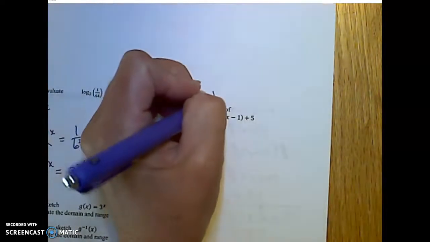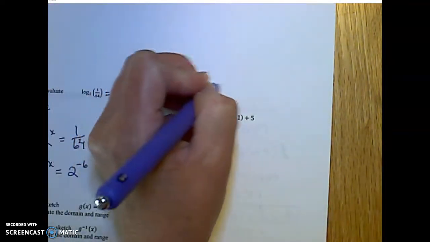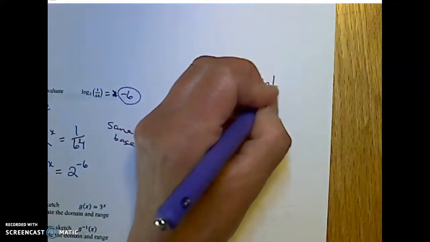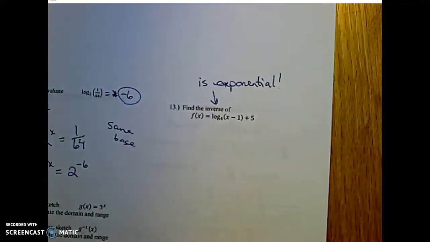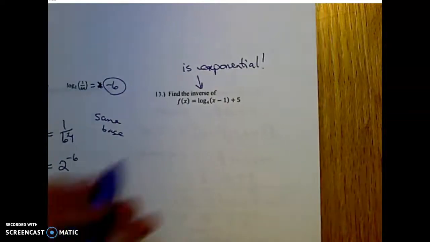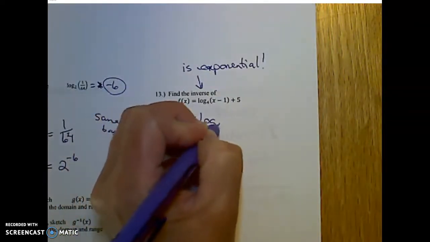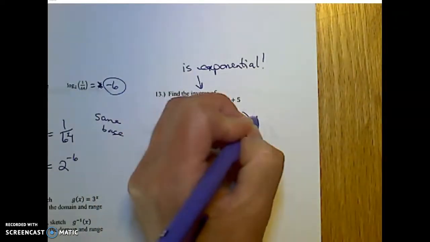Alright, here's good practice of finding the inverse of a logarithmic. Do you remember the inverse of a logarithmic is exponential, and vice versa? The inverse of an exponential is logarithmic. They're inverses of each other. So to find the inverse of this function, rewrite as y equals log base 4 of x minus 1 plus 5.